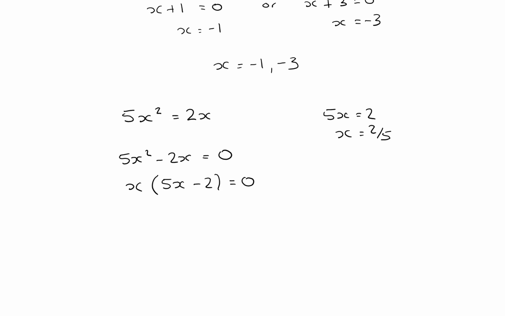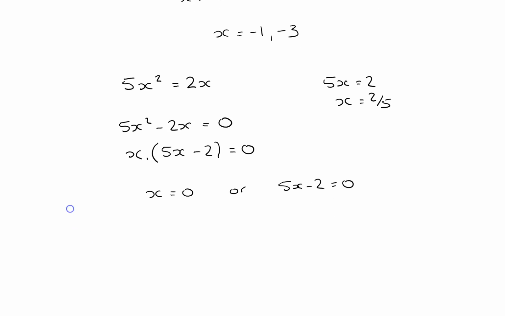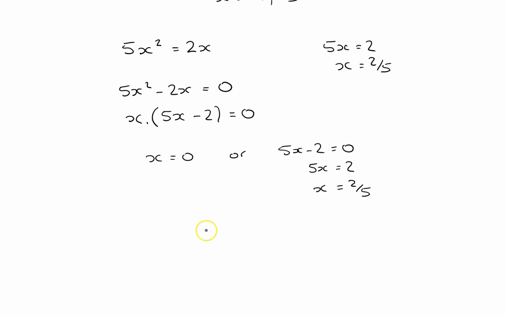Now the two things that are multiplying to give us 0 are x times the bracket. So therefore, either x equals 0 or 5x minus 2 equals 0. And if I continue to solve this one here, 5x equals 2, therefore x equals 2/5. We have our two solutions, x equals 0 or 2/5. So I have solved our quadratic equation using the factorising method.